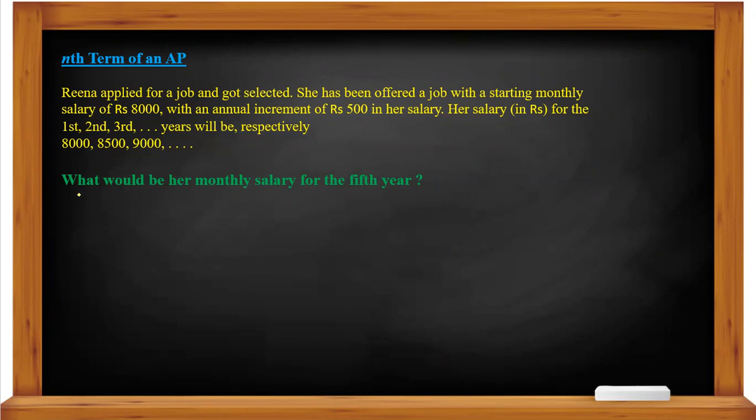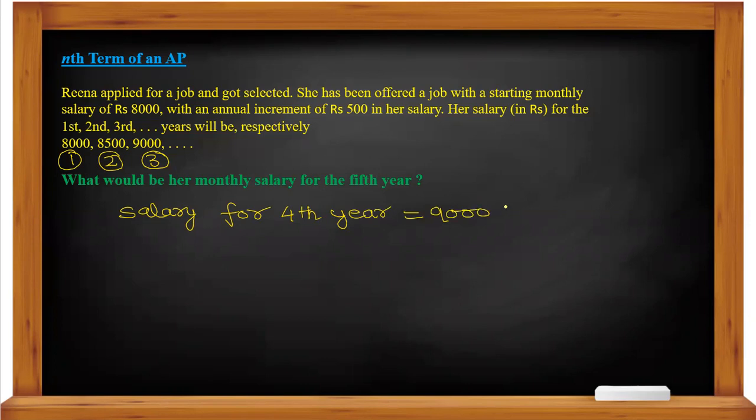To find the monthly salary for the fifth year, we will have to add 500 every time to the previous number. So this is the salary for the first year, this is the salary for the second year, this is the salary for the third year. So first of all, we will find the salary for the fourth year. What will be that? It will be equal to 9,000 plus an increment of 500, which is equal to 9,500.